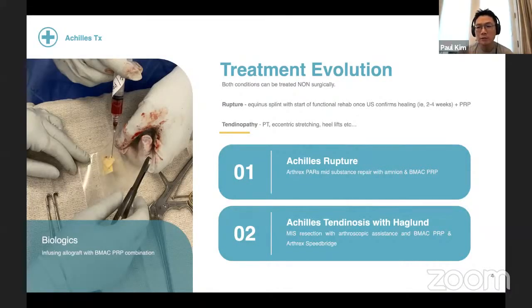So now I wanted to focus more on the surgical part of Achilles treatment. So the first, we'll talk about Achilles rupture and using the Arthrex PAR system with mid-substance repair and amnion and BMAC and PRP. The second, we'll talk about the Achilles tendinosis with Haglund, which you can treat with a MIS resection, arthroscopic assistance, BMAC, PRP, and arthroscopic SpeedBridge.